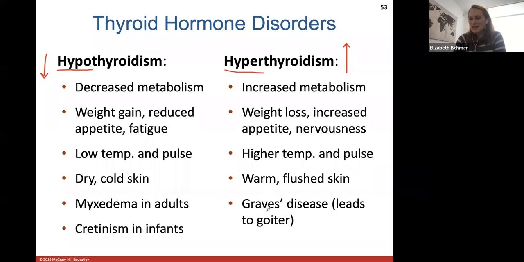And Graves' disease is an autoimmune condition that leads to hyperthyroidism, where your body creates too many thyroid hormones. It can lead to a goiter because your thyroid is just kind of on high alert. So the thyroid gland will actually increase in size. And that can be seen through the neck as a goiter, which is like a big lump in the neck itself.